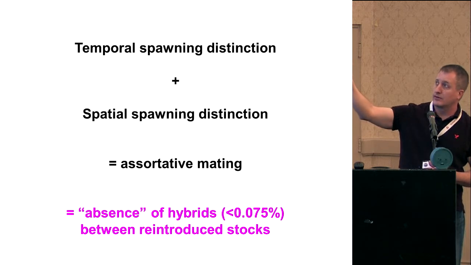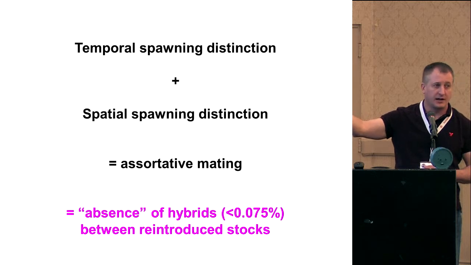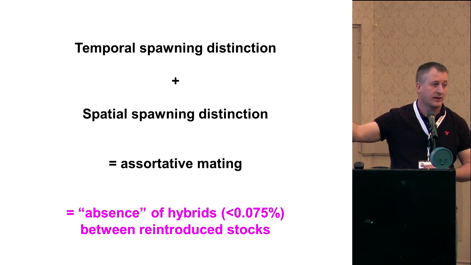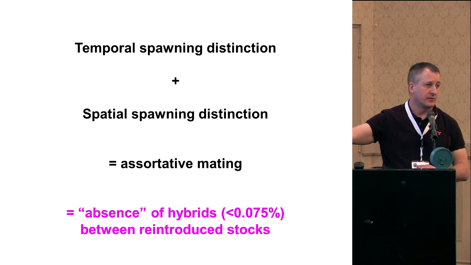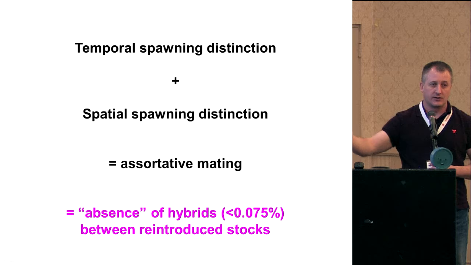We have this temporal spawning distinction and a spatial spawning distinction that equals assortative mating. And in fact, I can tell you that we're not seeing any hybrids coming out of the system here. We look at all the smolts out-migrating, we see no hybrids. When we look at the adult fish coming back, we see no hybrids. A Wenatchee fish remains a Wenatchee fish, and a Soyuz fish remains a Soyuz fish.